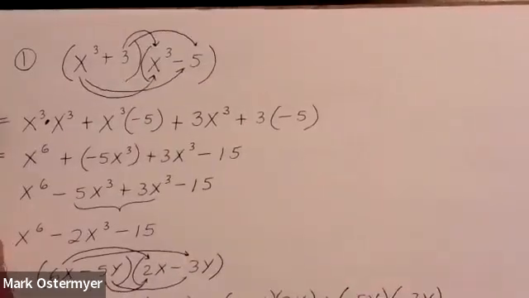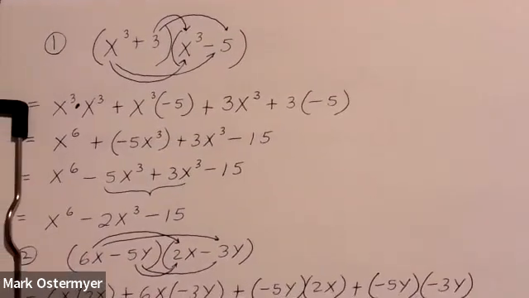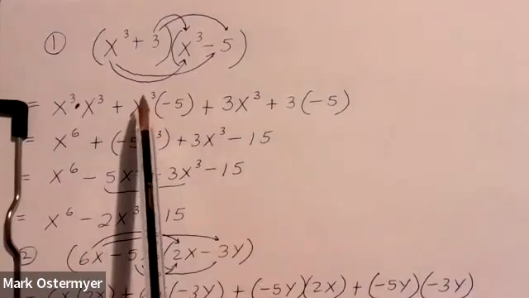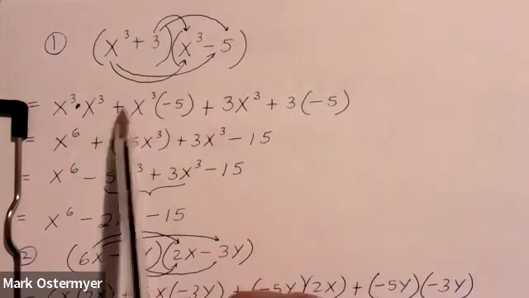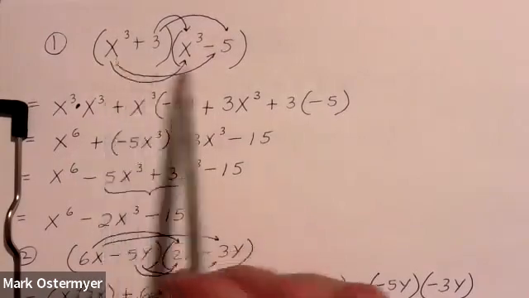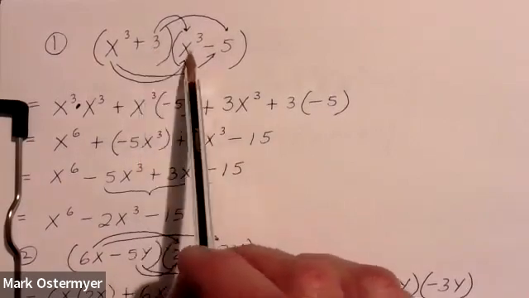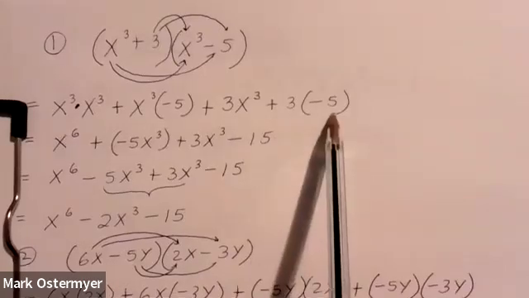All right, let's take a look here. The first one, we're multiplying x cubed plus 3 multiplied by x cubed minus 5. And you've got to follow along with the FOIL algorithm. Multiply the first term together, so x cubed times x cubed, plus the outer terms, x cubed times a negative 5, plus the inner terms, 3 times x cubed, plus the last terms, 3 times a negative 5.